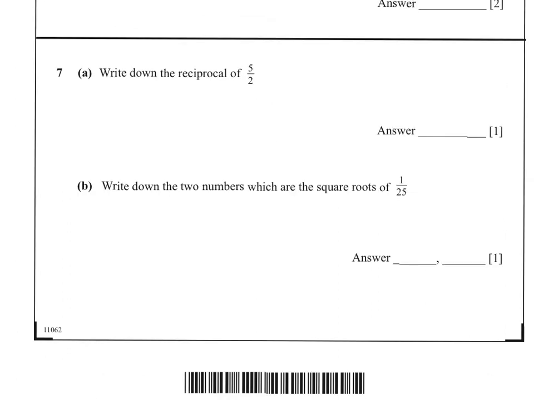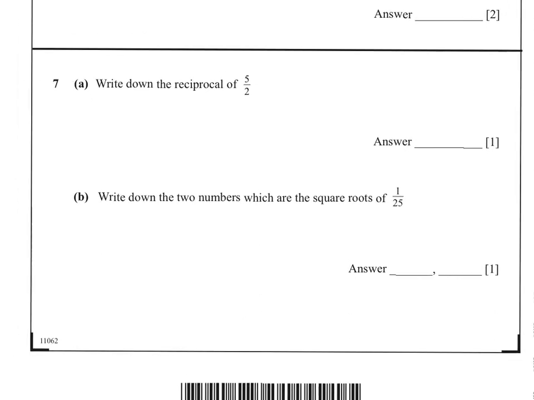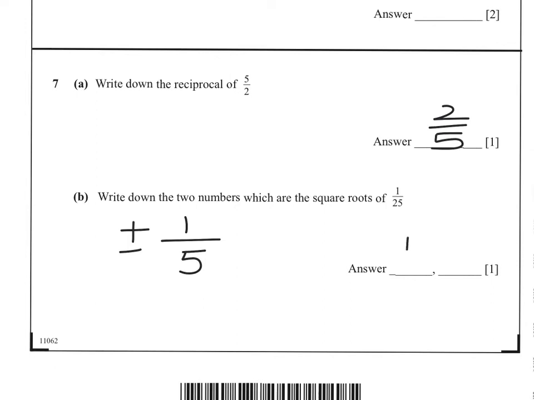Reciprocal means to invert, so 5 over 2, the reciprocal is 2 over 5. Write down the two numbers, which are the square roots. So square roots give plus or minus, and the square root of 1 is 1, but the square root of 25 is 5. So we have plus 1/5 or minus 1/5.